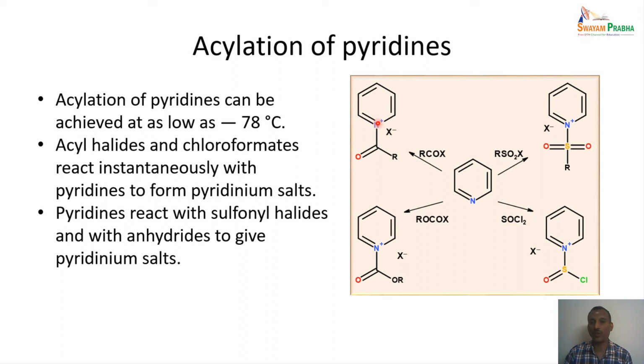In all the cases, if you look at it, the reaction occurs on the nitrogen only. So the acylation actually happens on the nitrogen atom only. And pyridine also reacts with sulfonyl chloride and anhydrides to give the corresponding pyridinium salt as well. So this sulfonated derivative is formed by the reaction of the sulfonyl chlorides with pyridine. Thionyl chloride also adds to the pyridine derivative to give the sulfonylated product.